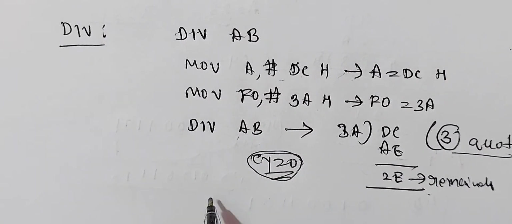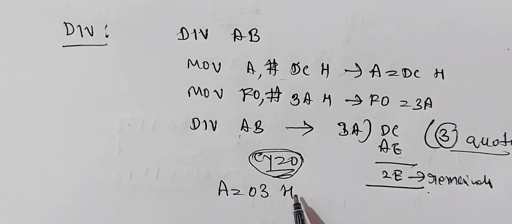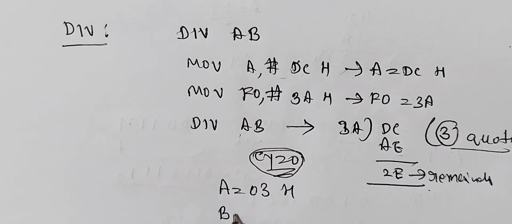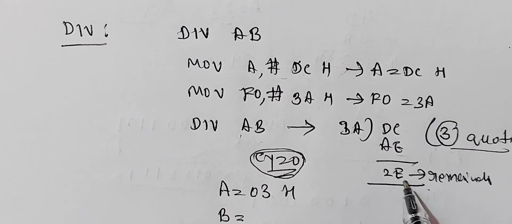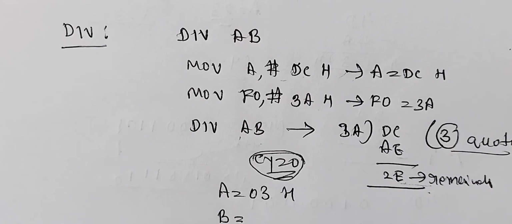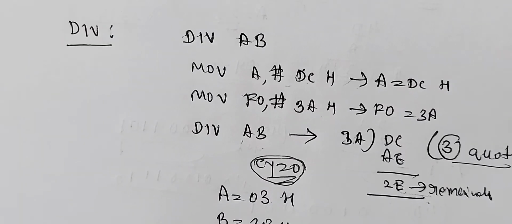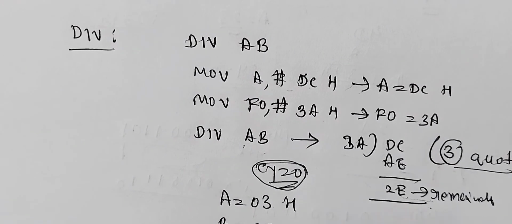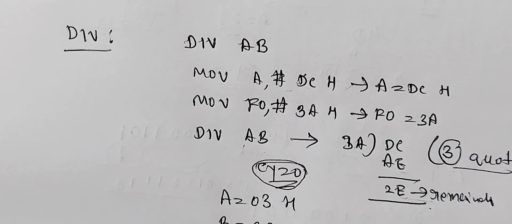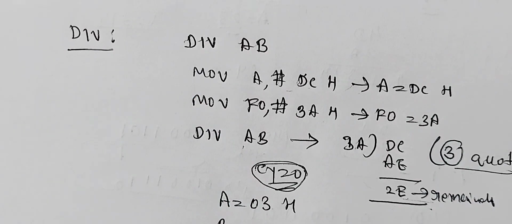Therefore, what is the result? A stores the quotient value 03H, and B stores the remainder value 2EH. And therefore, the carry flag is not used. The remainder itself is stored in the register B itself. Therefore, during multiplication and division, the carry flag is not affected.